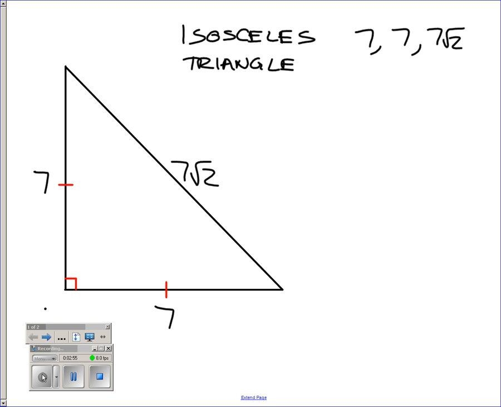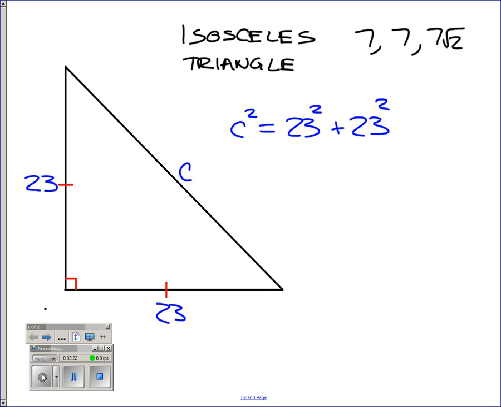Okay? Well, now I want to go through and use a different number. I'm just going to pick 23 for the leg lengths. And again, I want to solve for the hypotenuse. So I'm going to do the same thing again. C squared is equal to 23 squared plus 23 squared. But again, because it's isosceles, these two sides squared are exactly the same number. So I'm going to write this then as C squared is equal to 23 squared times 2.